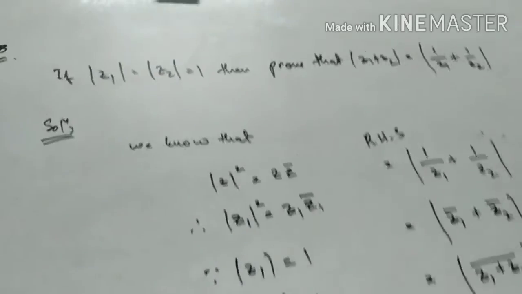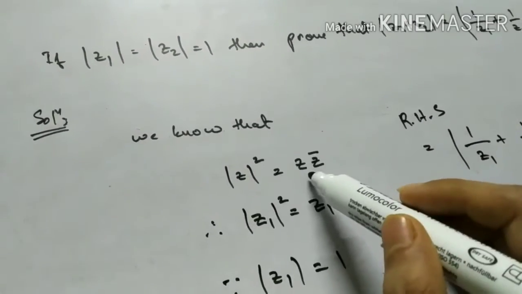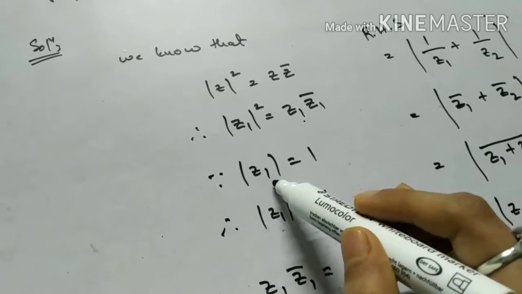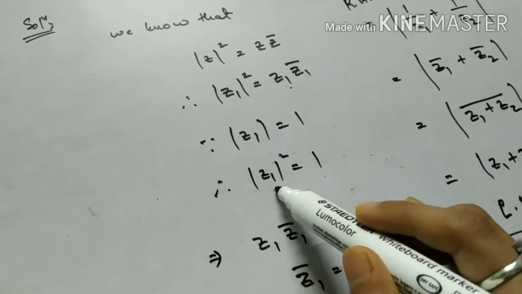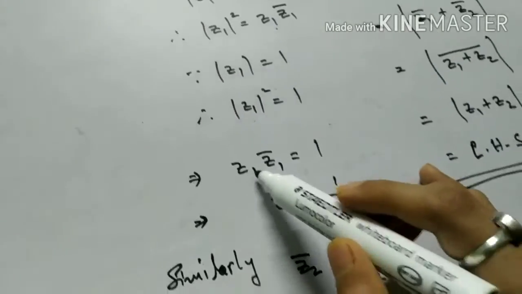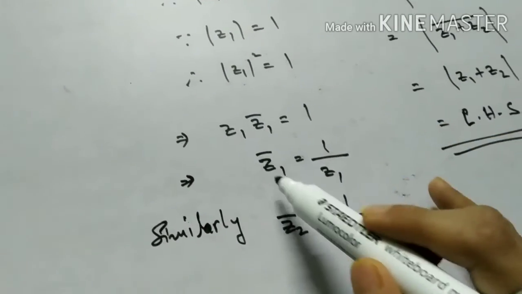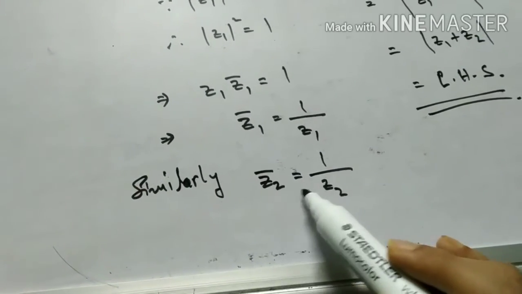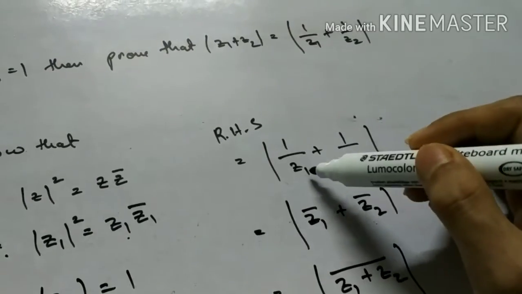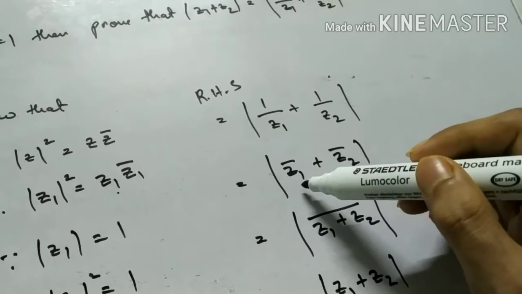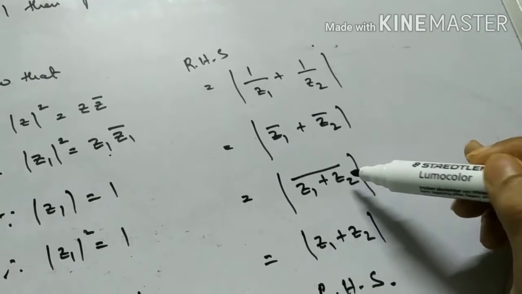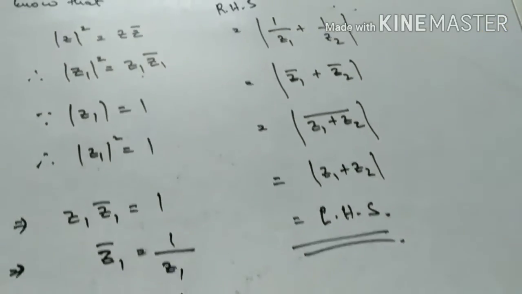Okay, so first of all you see, this I know, modulus z square is equal to z into z bar. So therefore modulus z1 square will be equal to z1 into z1 bar, and since modulus z1 is equal to 1, given, therefore modulus z1 square will be equal to 1. So therefore I can write z1 into z1 bar is equal to 1. So z1 bar is equal to 1 by z1, and similarly z2 bar is equal to 1 by z2. So I will take RHS, modulus 1 by z1 plus 1 by z2, and 1 by z1 is z1 bar plus z2 bar, and this one I can write as z1 plus z2 bar, and this becomes modulus z1 plus z2, which is equal to LHS.